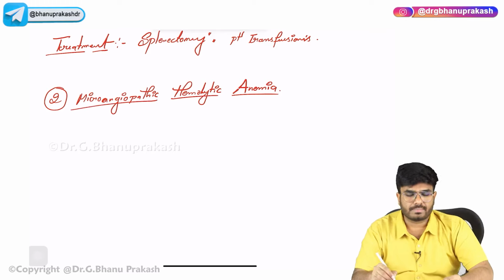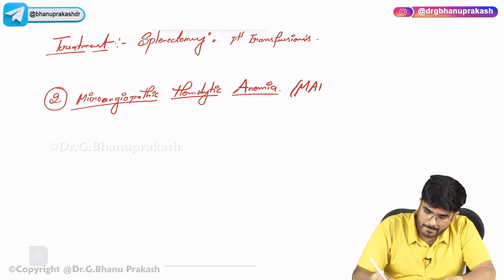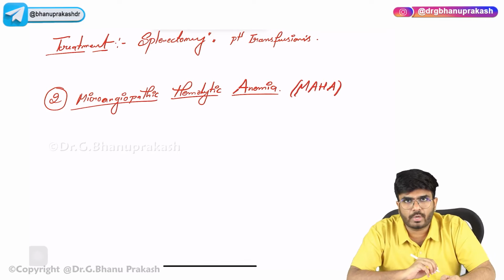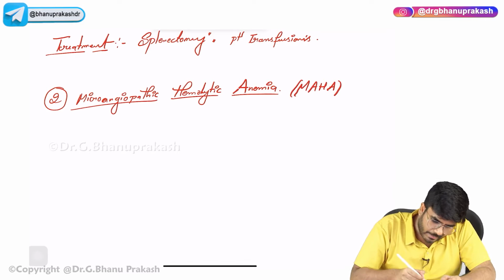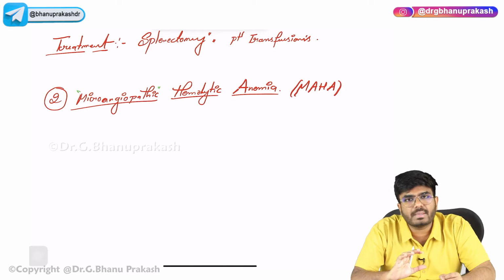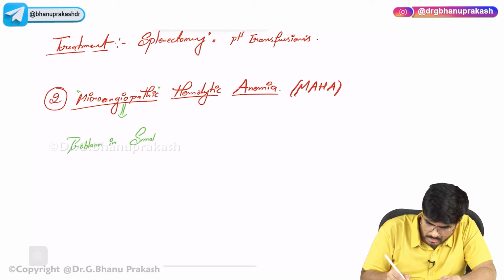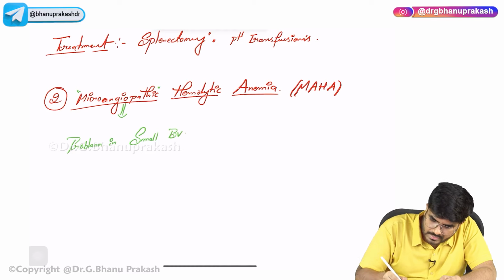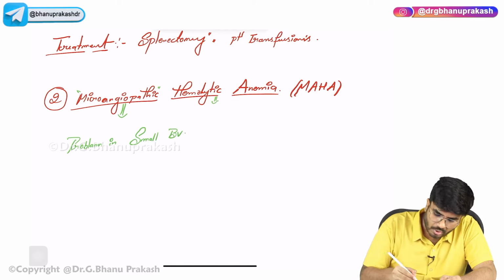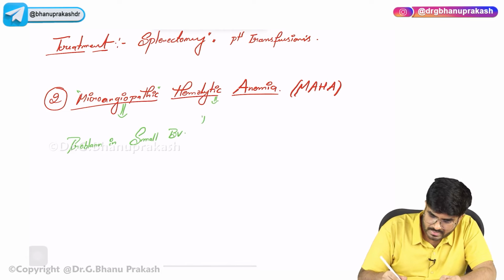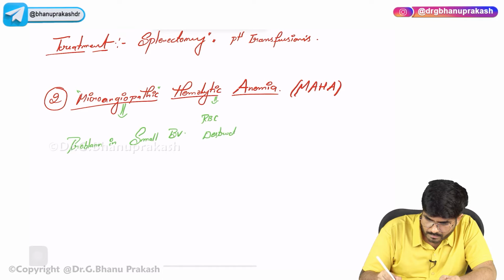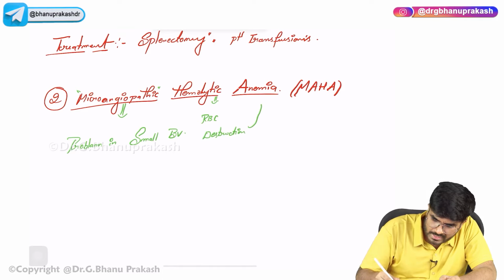So what exactly is this? It is also simply called MAHA, microangiopathic hemolytic anemia. In the name itself it's there. Microangiopathic means there is some problem within the small blood vessels. Because of this problem there is hemolysis, that is RBC destruction, and that's what is causing the anemia.